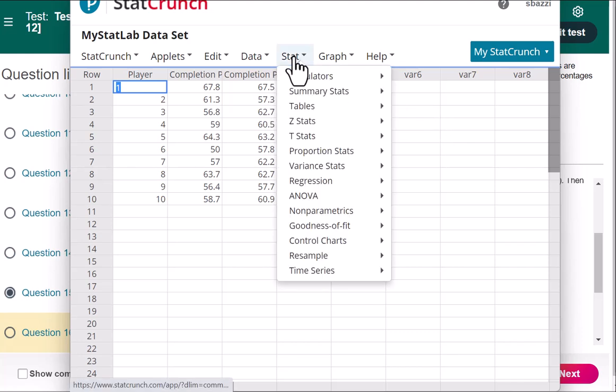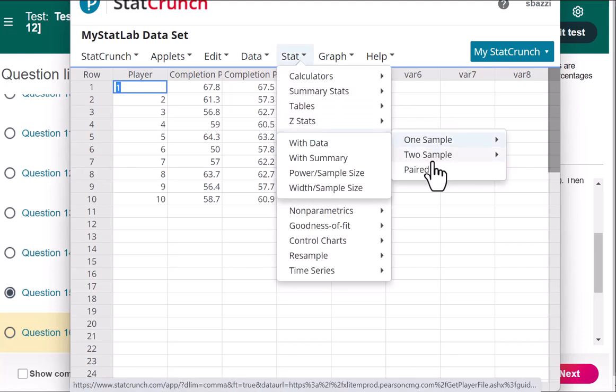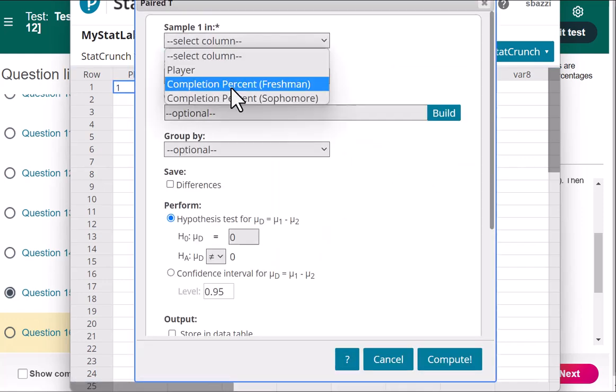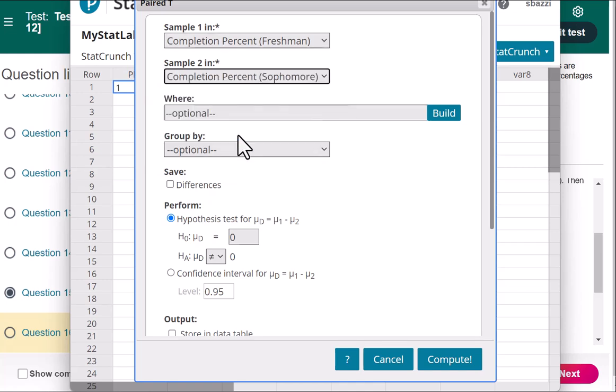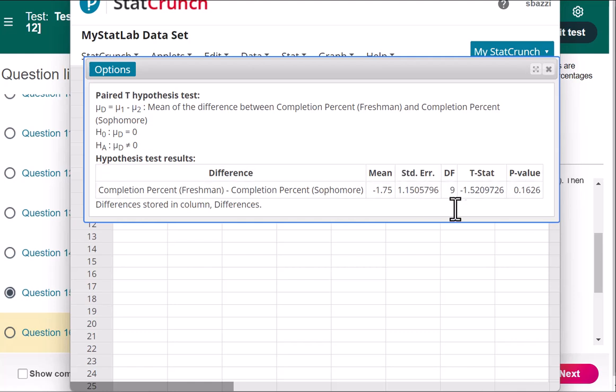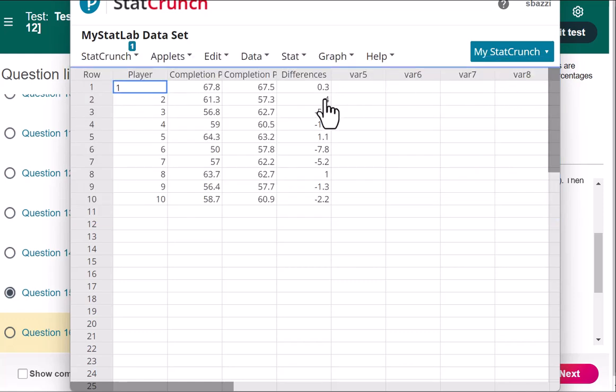Okay, you go to stat, t-stat, and look, paired means dependent. Column 1, freshman, column 2, sophomore, and I want to save the difference, so StatCrunch is going to subtract the differences, and we now want to test that mu of d different from 0, compute. And look guys, the test statistic is negative 1.52, and look at the p-value 0.16, which is more than alpha. You fail to reject the null hypothesis, and look at the differences. 67.8 minus 67.5, 0.3, it did the differences for you.